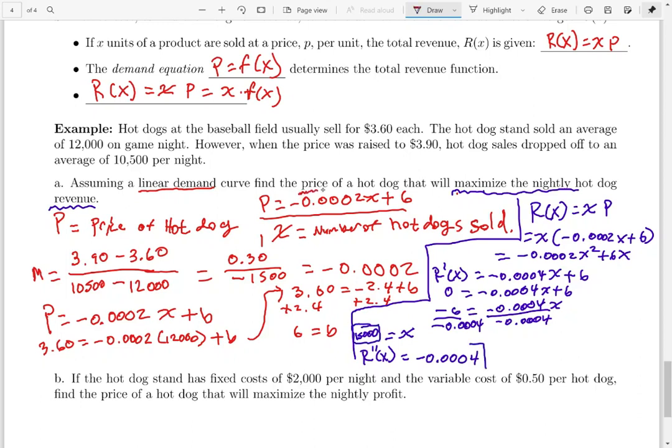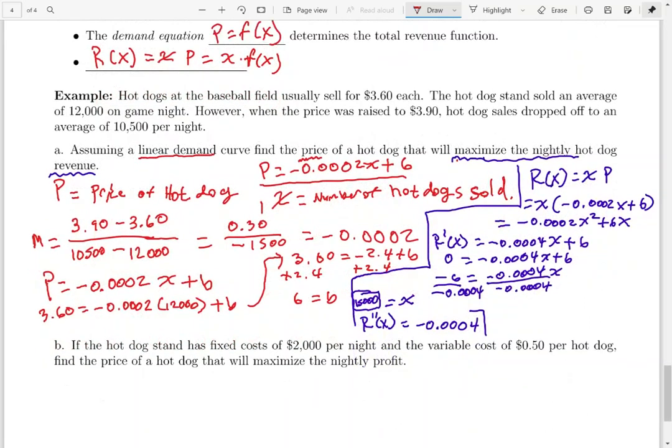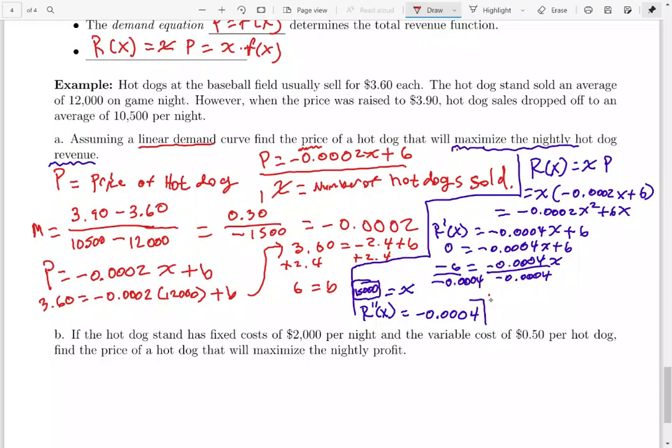But since we're really trying to find the price of the hot dog that maximizes the revenue, now that I've found that 15,000 hot dogs would be sold to maximize revenue, I'm just going to plug that 15,000 into my price function, which is negative 0.0002 times 15,000 plus 6, and I get that the price of the hot dog that should maximize revenue should be $3. And so $3, based on the assumption of linear cost, there we are.